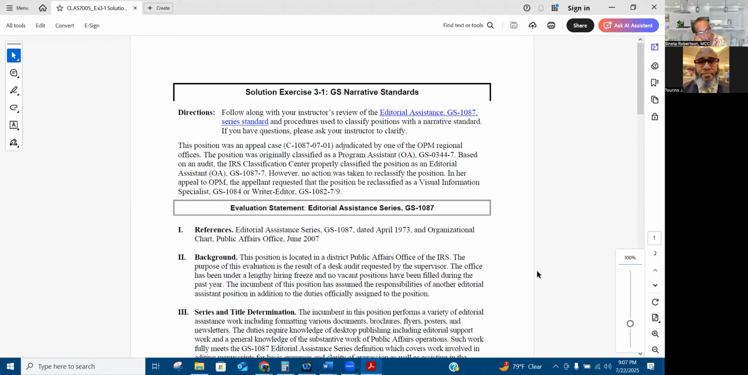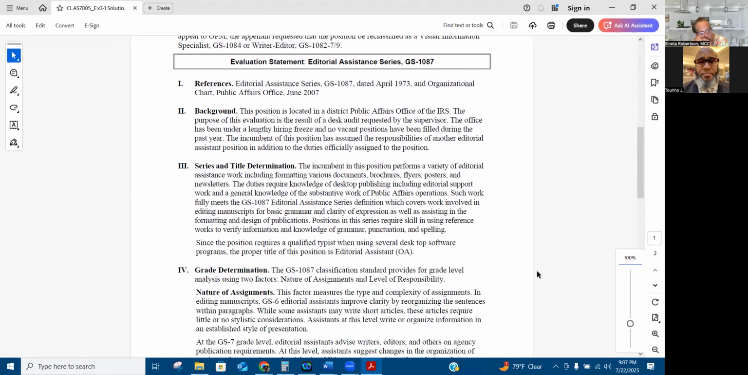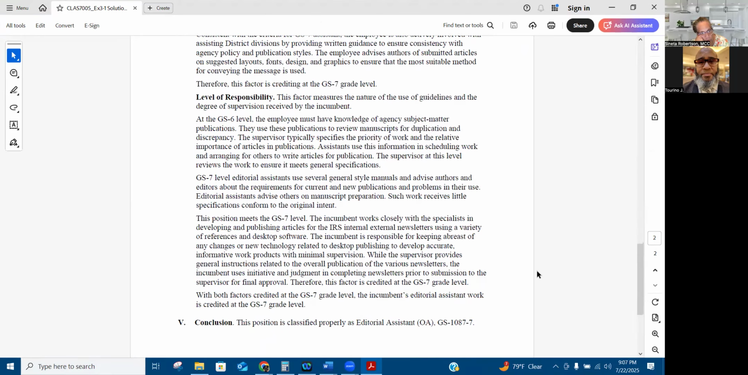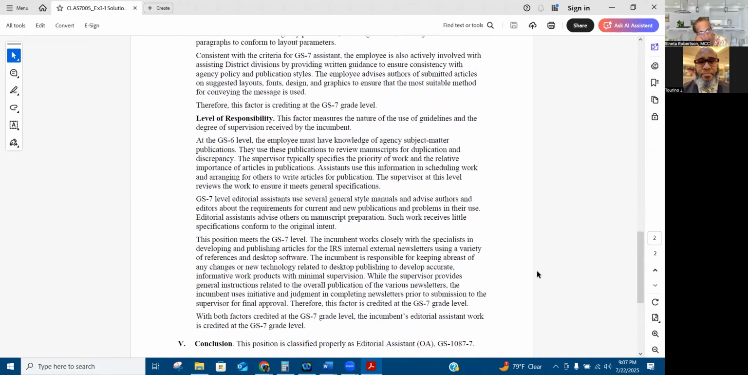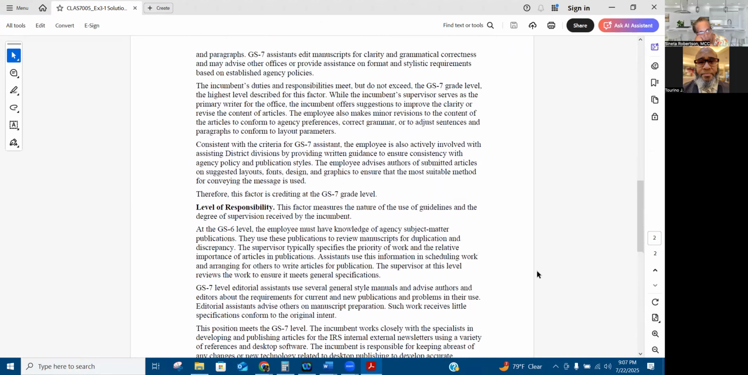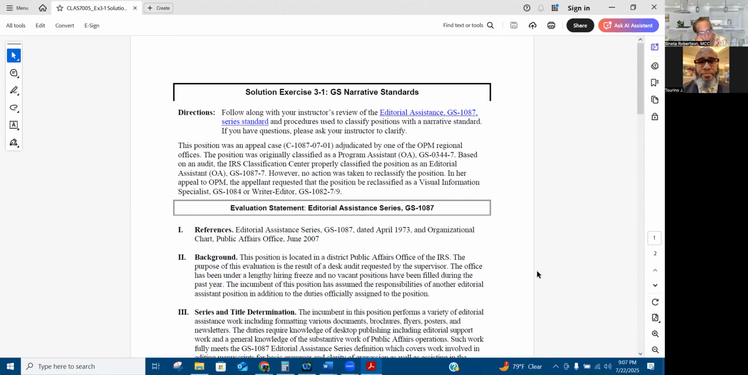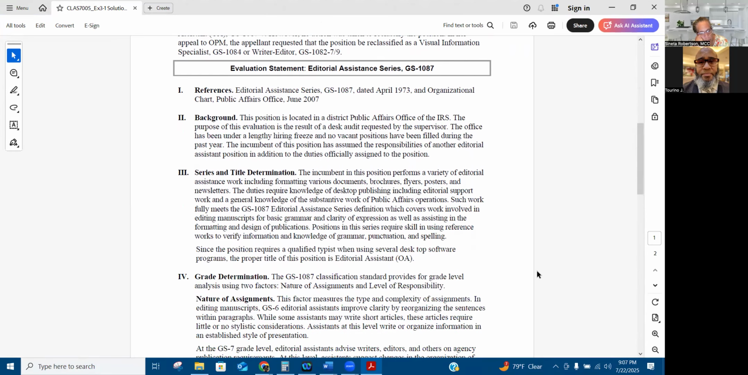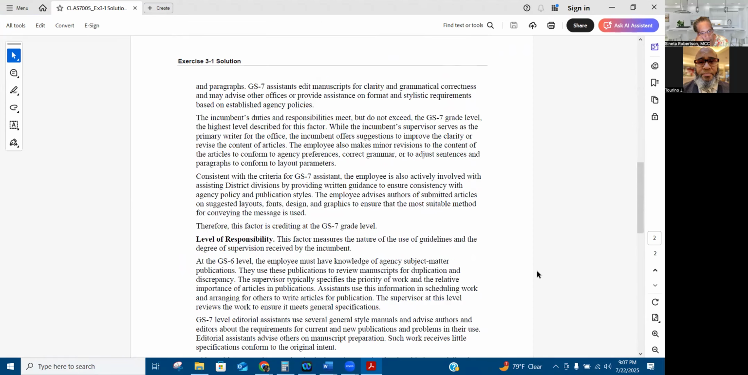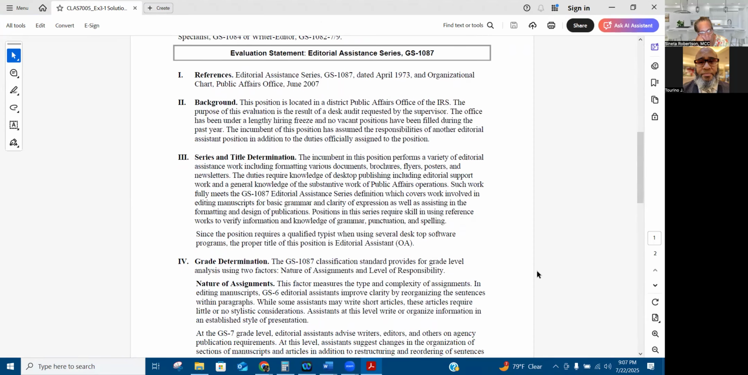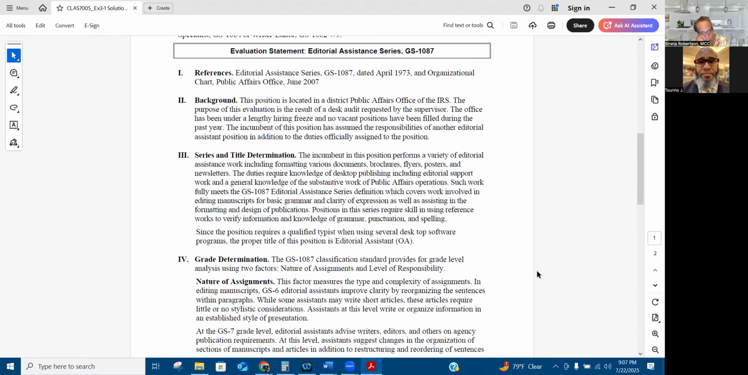All right, where do you want me to go on this? Go to the bottom of the first page. See, it says grade determination. You're going to the second page now, Mr. Jackson. Go to the bottom of the first page. See where it says number 4, grade determination. It talked about the nature of assignment, what factors the nature of assignment measures.